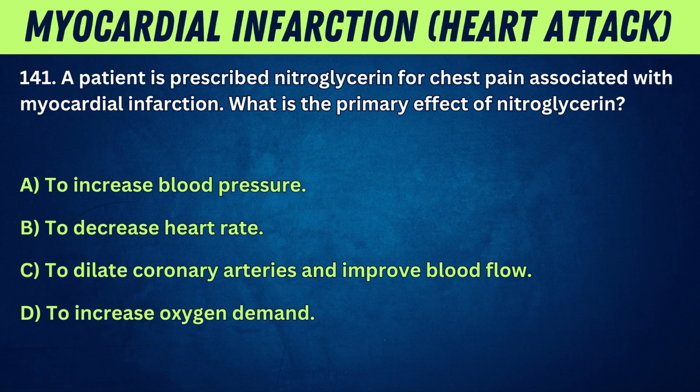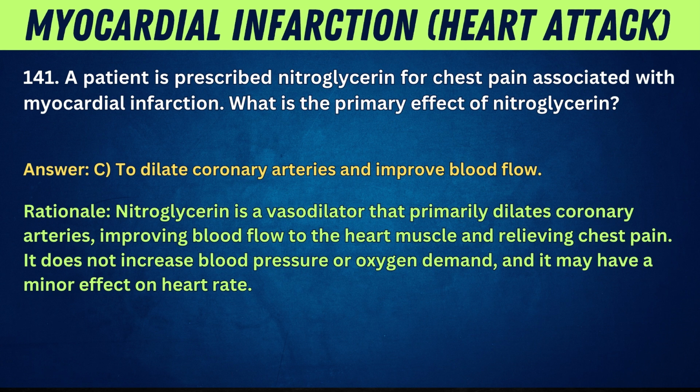141. A patient is prescribed nitroglycerin for chest pain associated with myocardial infarction. What is the primary effect of nitroglycerin? A. To increase blood pressure. B. To decrease heart rate. C. To dilate coronary arteries and improve blood flow. D. To increase oxygen demand. Answer: C. To dilate coronary arteries and improve blood flow. Rationale: nitroglycerin is a vasodilator that primarily dilates coronary arteries, improving blood flow to the heart muscle and relieving chest pain. It does not increase blood pressure or oxygen demand, and it may have a minor effect on heart rate.